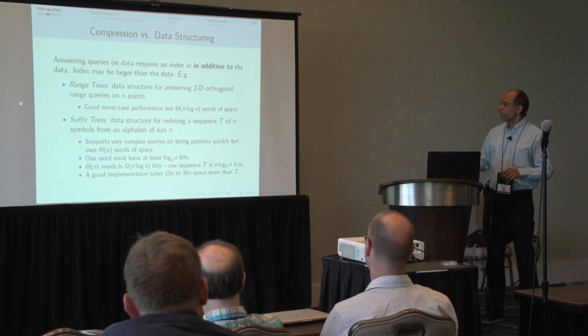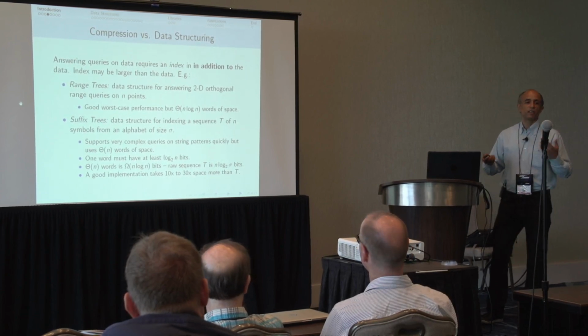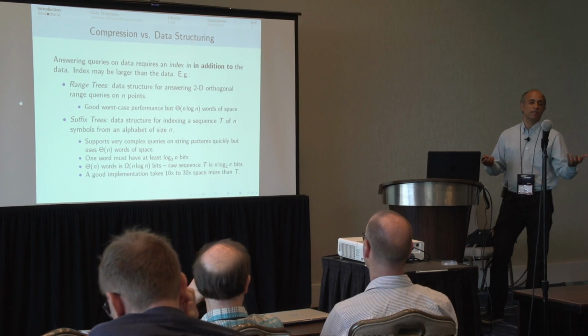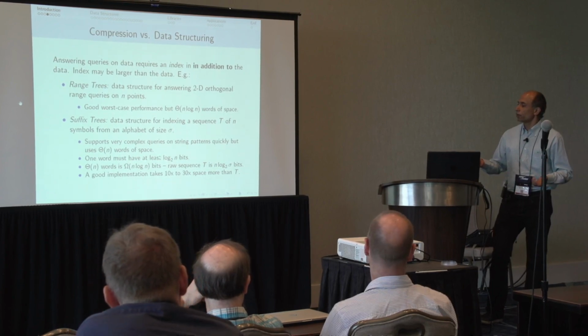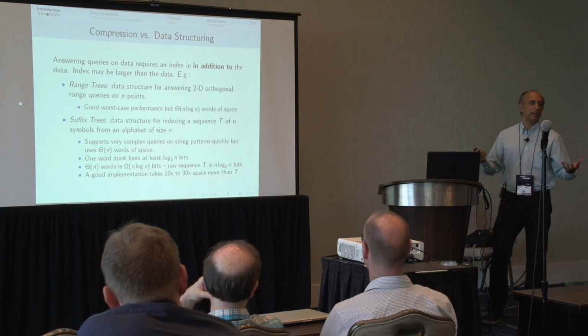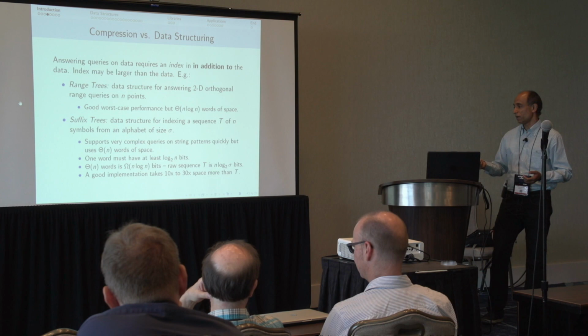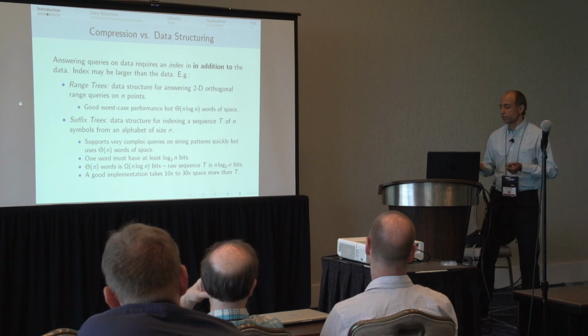But the raw sequence is n log sigma bits, where sigma is the size of the alphabet. If you're thinking of, for example, sigma being the genetic alphabet, then this is 2. And in practice, this log base 2 of n is 64. So you can see where the problem arises. A good implementation of suffix trees, where people try very hard to reduce the memory usage, can be 10 times to 30 times more space than the raw text. And this is not very good if you've got quite large data sets.